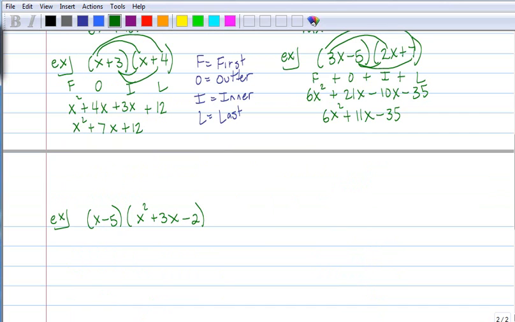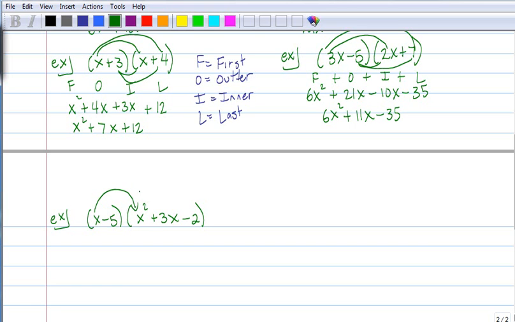Our last example is a binomial times a trinomial. You have to be very careful because FOIL does not work here. FOIL only works for a binomial times a binomial. There's too many terms. So we're going to go back to just using the distributive property twice. Once for the x and the other for the negative 5.